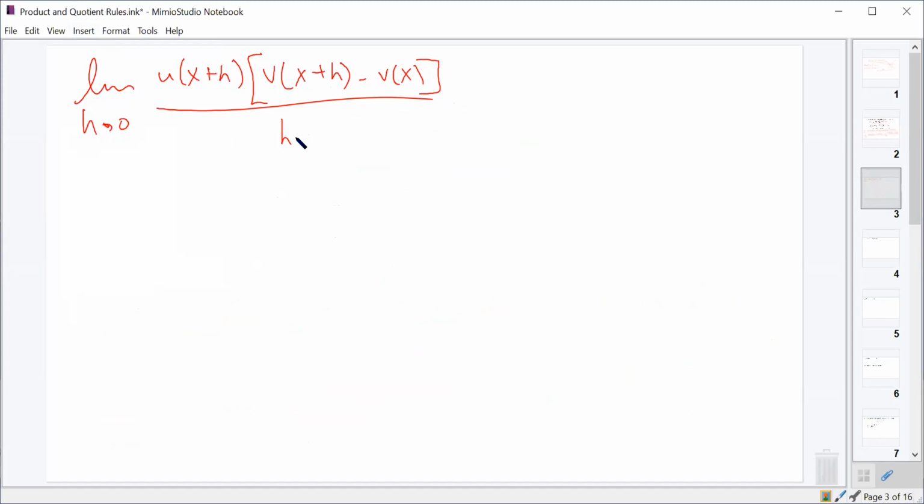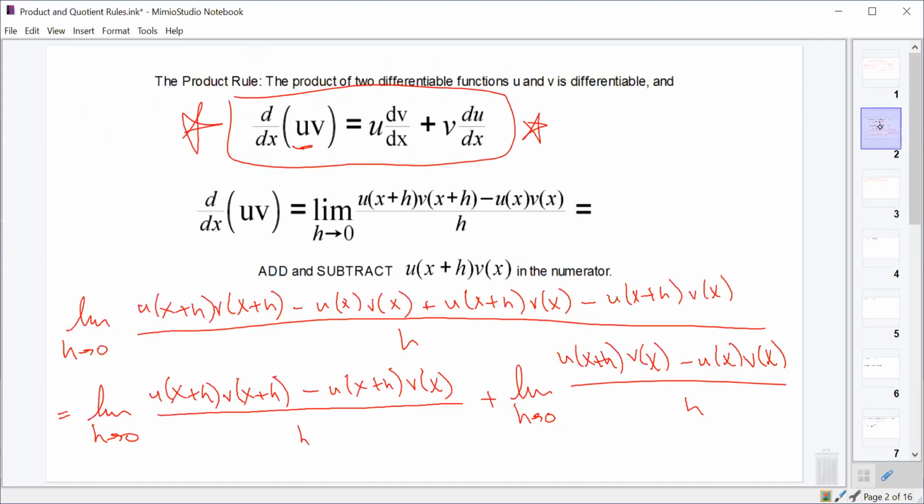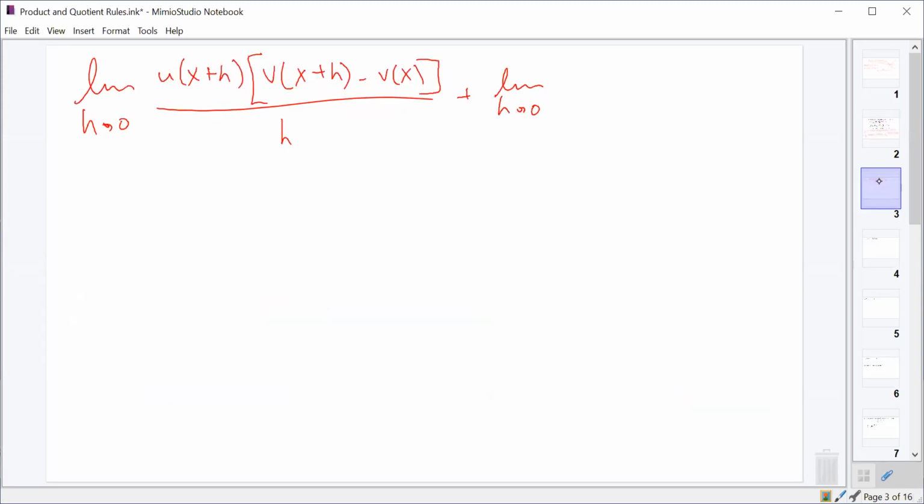Yes. All right. And then I also have a plus, and then this other limit, they had something in common. What did they have in common? A v of x. Yeah, v of x. So we'll say the limit as h approaches 0 of v of x, and what's left? u of x plus h minus u of x, and it's all over h.